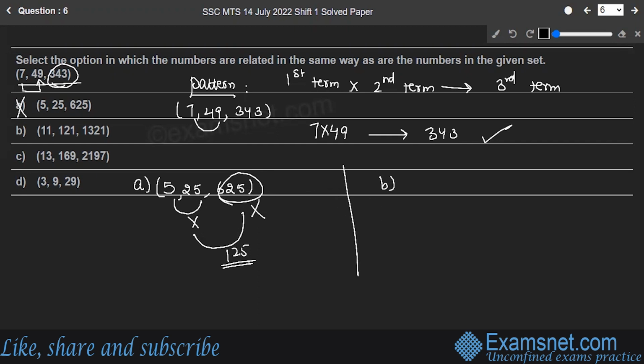Let's go with the B option. So 11, 121, 1331. Next one, if I'm multiplying 11 with 121, this will be equal to 1331. Yes.